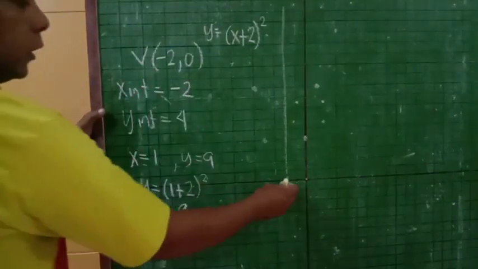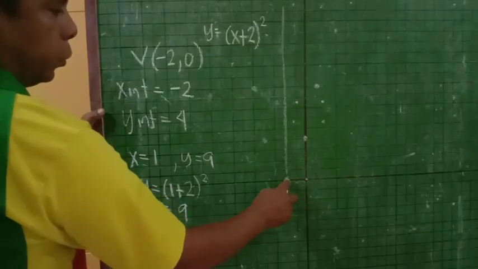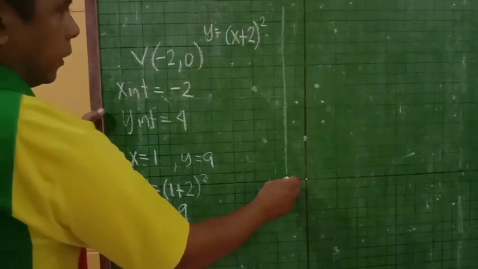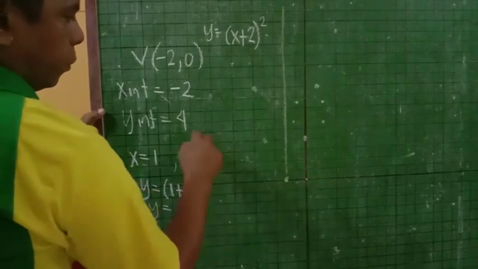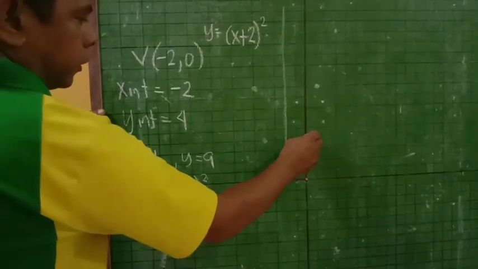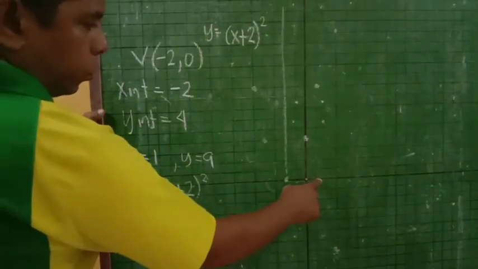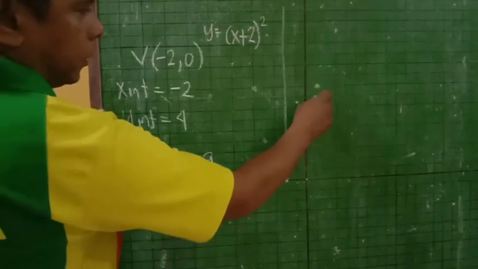So, vertex, negative 2 and 0. Ito is our origin. Negative 1, negative 2, x is 0. Next, y-intercept is 4. 1, 2, 3, 4. So, this is the y-intercept. If x is 1, y is 9. 1, 2, 3, 4, 5, 6, 7, 8, 9.